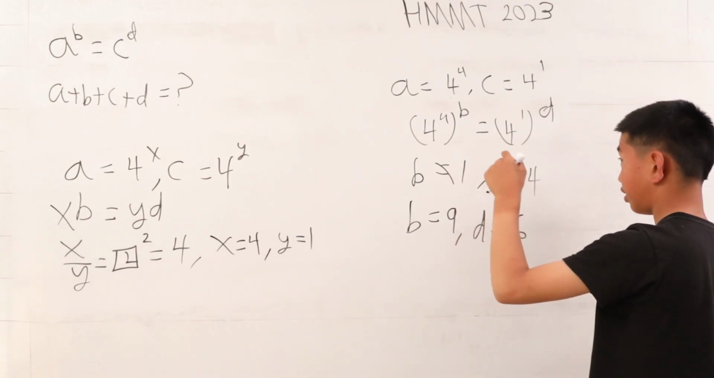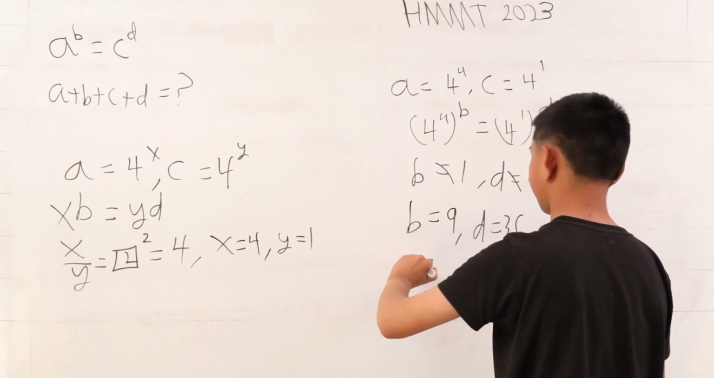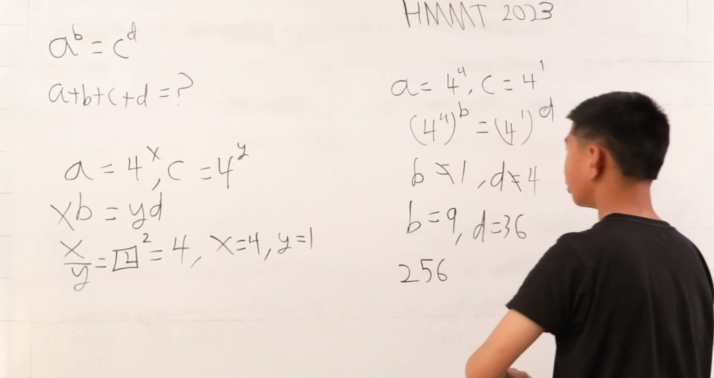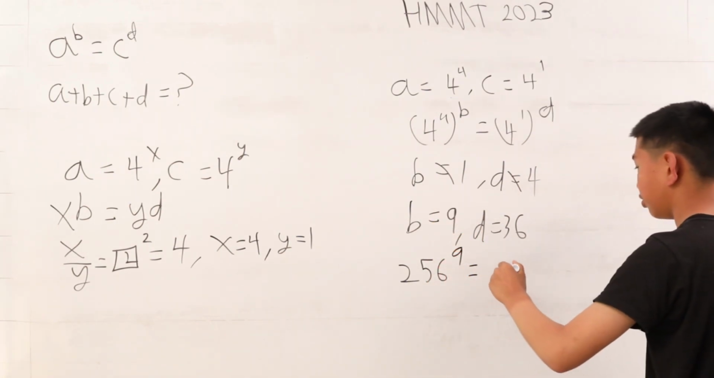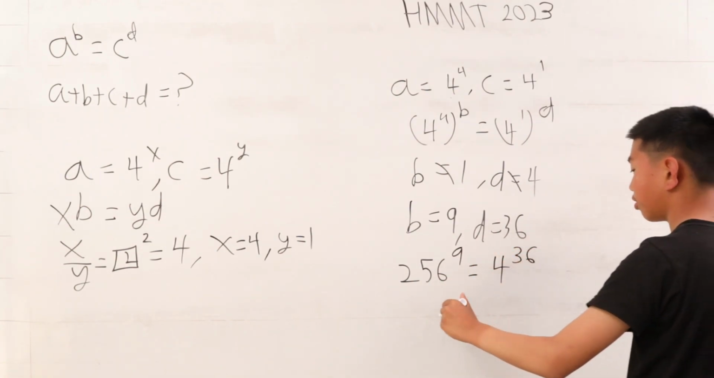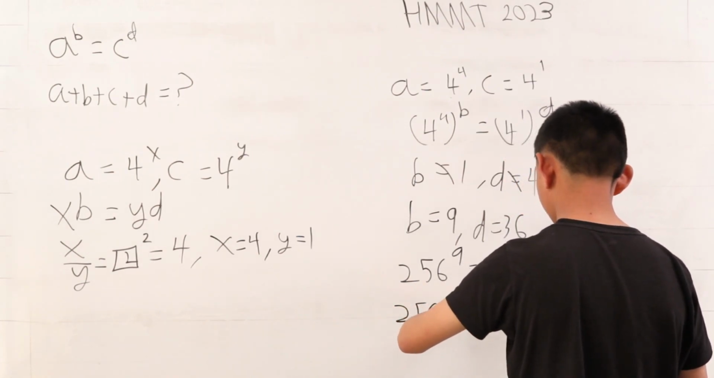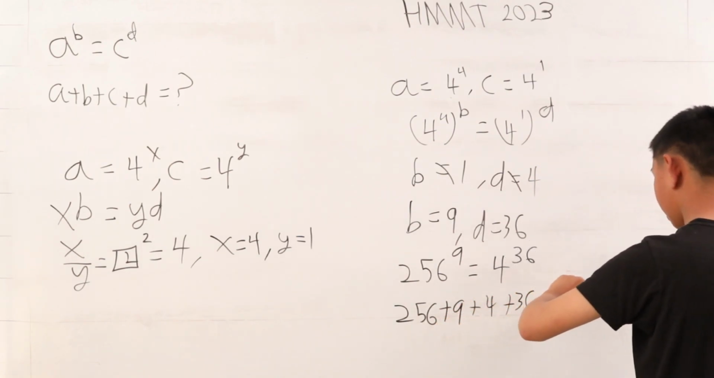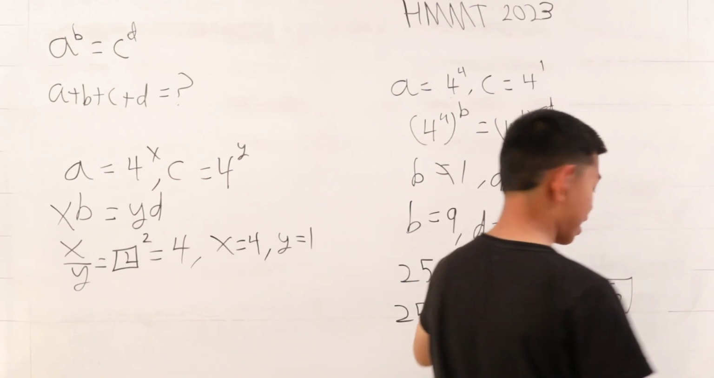Now, when we plug these values in, 4 to the power of 4 is just 256, and 256 to the power of b, which is now 9, is in fact equal to 4 to the power of 36. So we have our 4 numbers here. 256 plus 9 plus 4 plus 36 is 305, which is our answer.